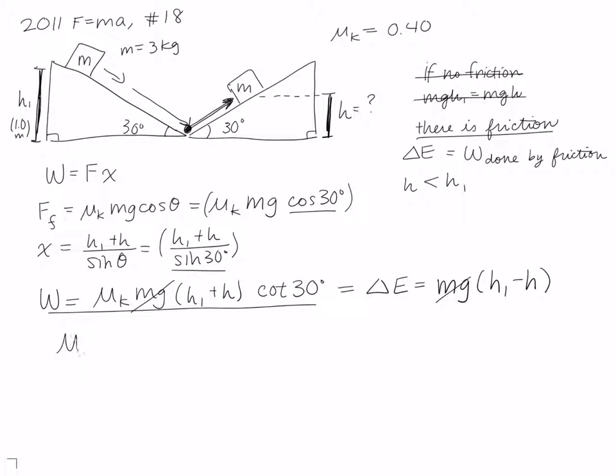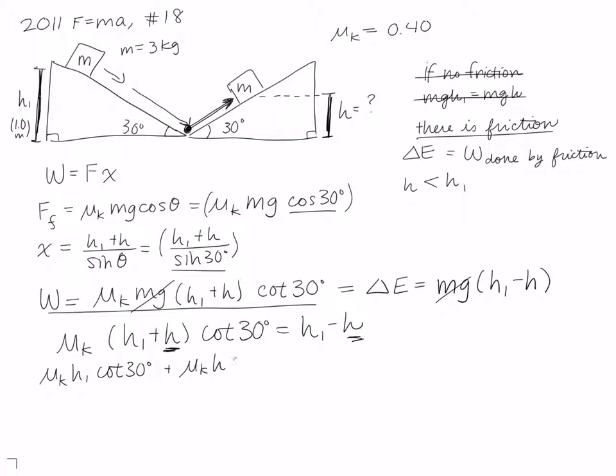Now we can cancel out the mg's on both sides to get mu k (h1 plus h) cotangent of 30 degrees is equal to h1 minus h. So now we want to isolate and solve for h. What we can do is move h to the same side to get mu k h1 cotangent of 30 degrees plus mu k h cotangent of 30 degrees. Add h to both sides to get this equals h1. Subtract this on both sides, and we can combine these two.